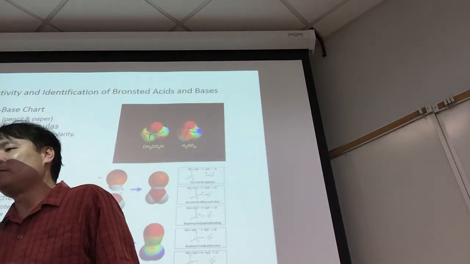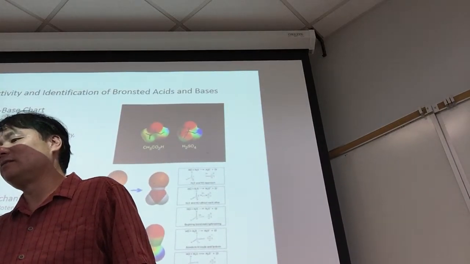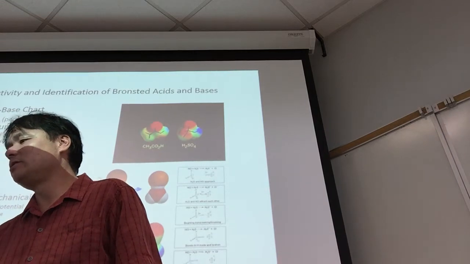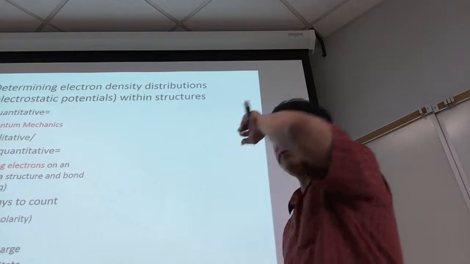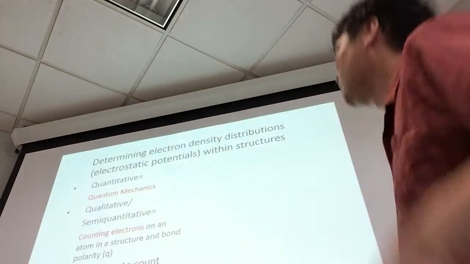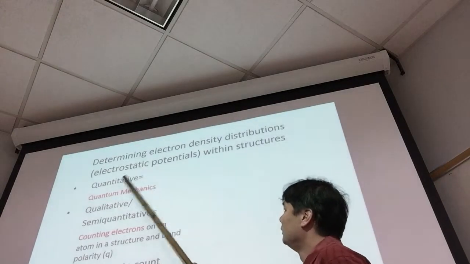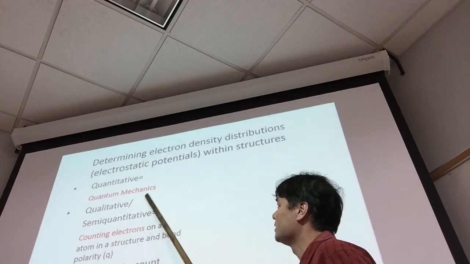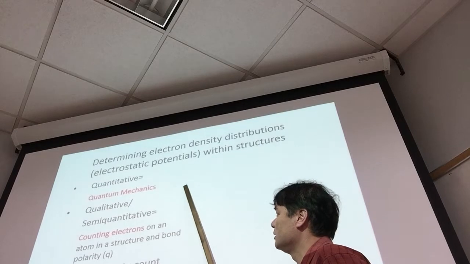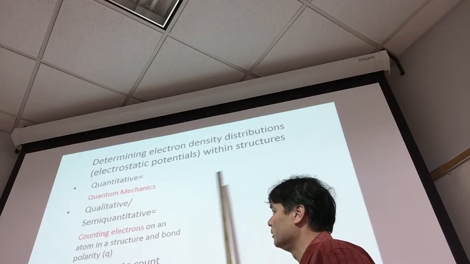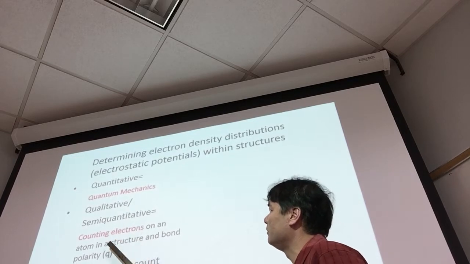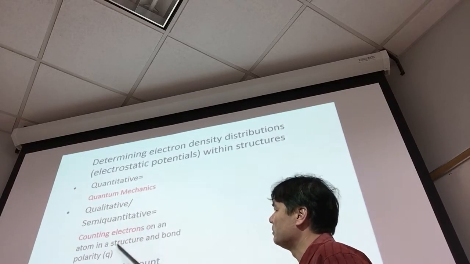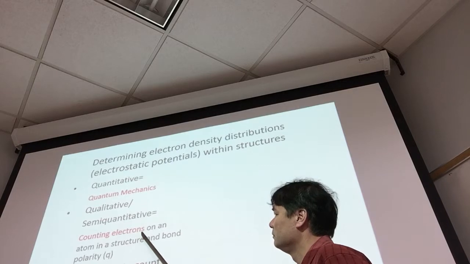Well, quantum mechanical software is expensive. And so we want to do this on pencil and paper. When we do this on pencil and paper, we try to figure out how the electron density is distributed in the molecule. And so this is something you have to review. So we can do it quantitatively using quantum mechanics. That is calculations and computer. If we want to do it semi-quantitative, what we're going to do on pencil and paper is just count electrons.